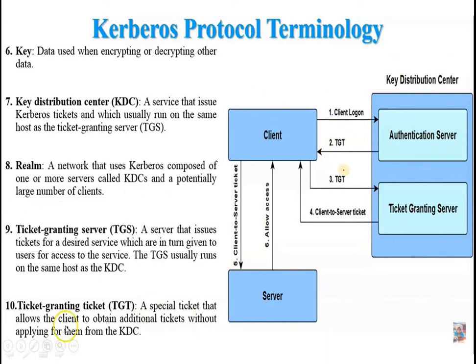And the last one is TGT, the ticket granting ticket, a special ticket that allows the client to obtain additional tickets without applying for them from the KDC. You can see here in the second step, TGT is there. TGT is nothing but a ticket granting ticket. It is a special kind of ticket that allows the client to obtain additional tickets without contacting the key distribution center. So these are the terminologies that we are going to use in the Kerberos protocol.